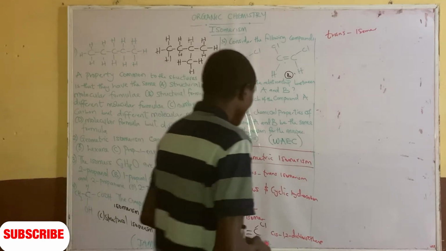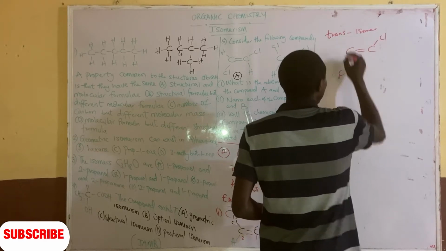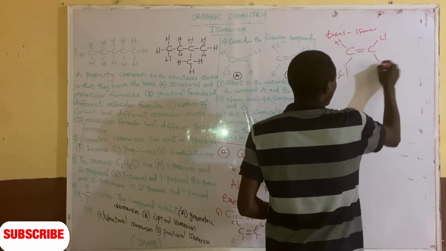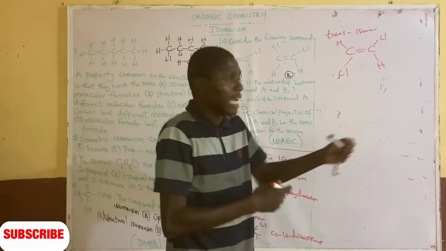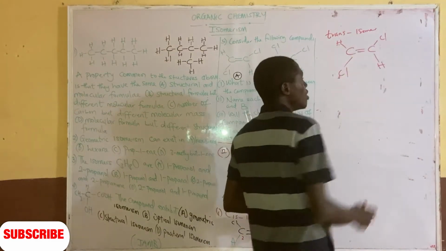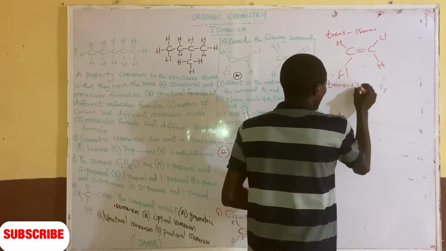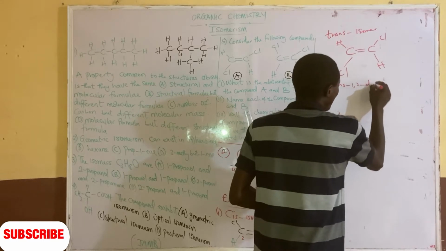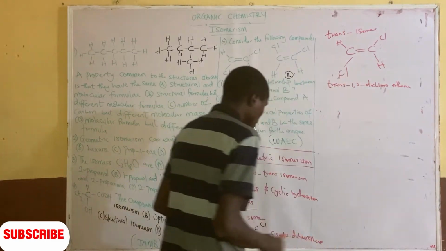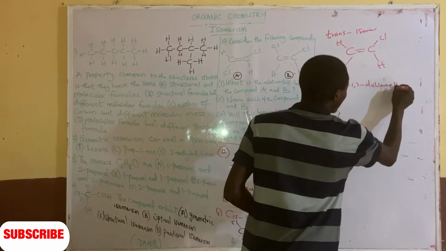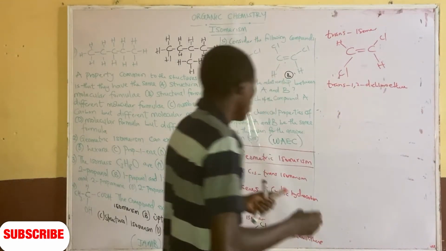Now, for instance, when we have this C double bond C here, and we have hydrogen here, in this situation we have chlorine on the opposite side. There is one chlorine on this side and another chlorine on the other side. We call it trans. So this is trans-1,2-dichloroethene. So this is trans isomerism.